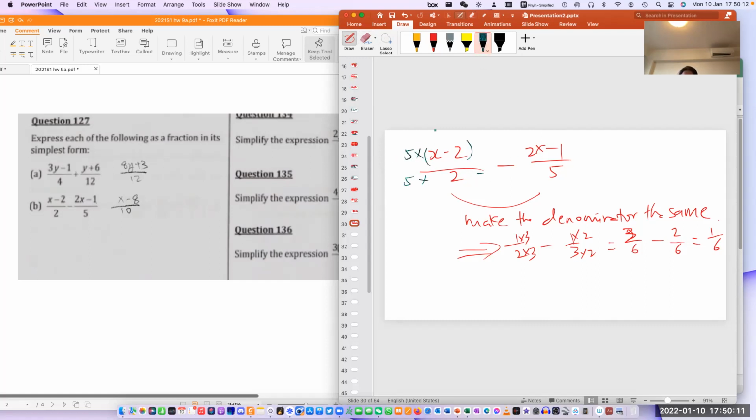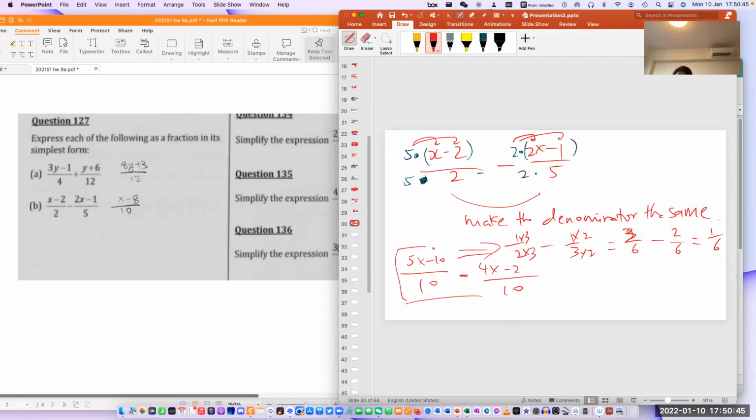So when I have 5 times, I need to have a bracket. Then over here, I need to have 2 times. I don't want to use a cross here. I need to use a dot because I'm going to confuse myself with x. Okay, good. So you end up with what? This one, open it up, you get 5x minus 10. You get 10 below. Minus, so you get 4x minus 2, 10.